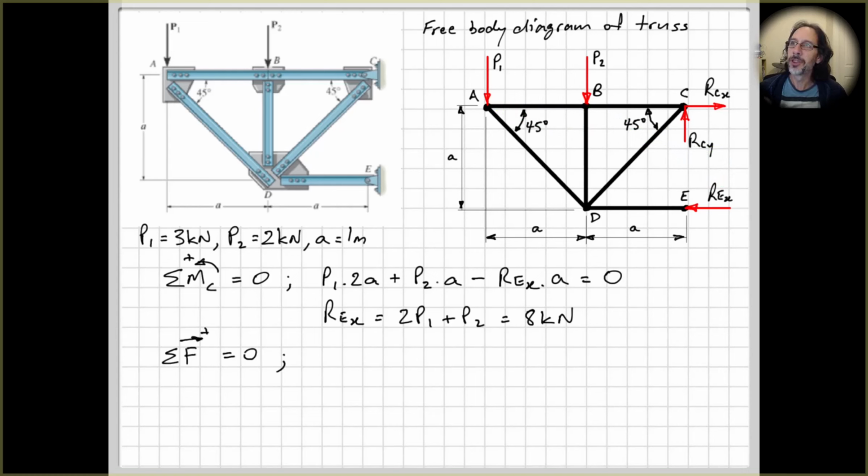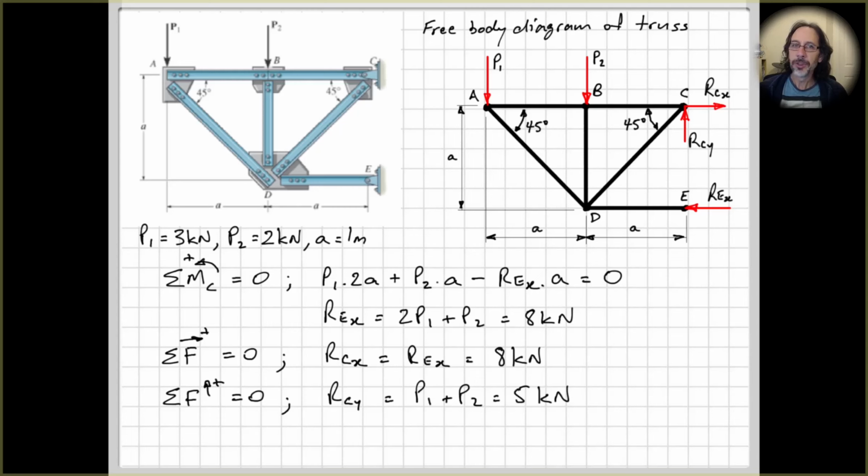So I did sum of the forces in the horizontal direction. Right, and now that we've worked out REX, and as we kind of thought through the problem before, we could see RCX will be equal and opposite to REX, 8 kilonewtons for that one. And then, as I just discussed, sum of the forces in the vertical direction equals 0. So RCY will be P1 plus P2, which will give us 5 kilonewtons. Okay, so that's just our rigid body equilibrium applied to the whole truss as a single rigid body.